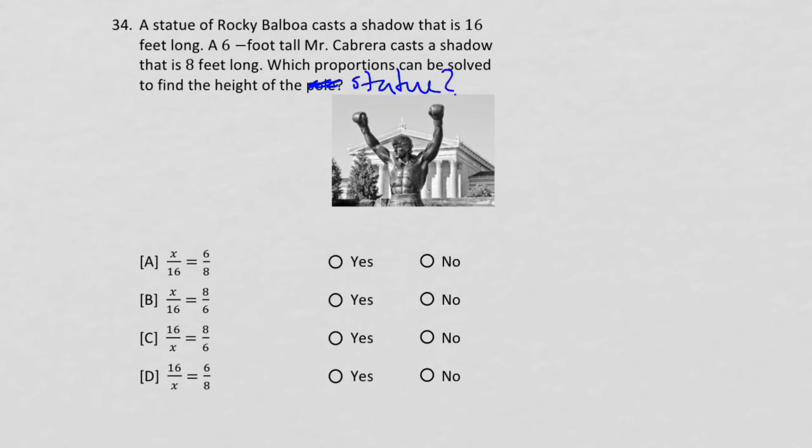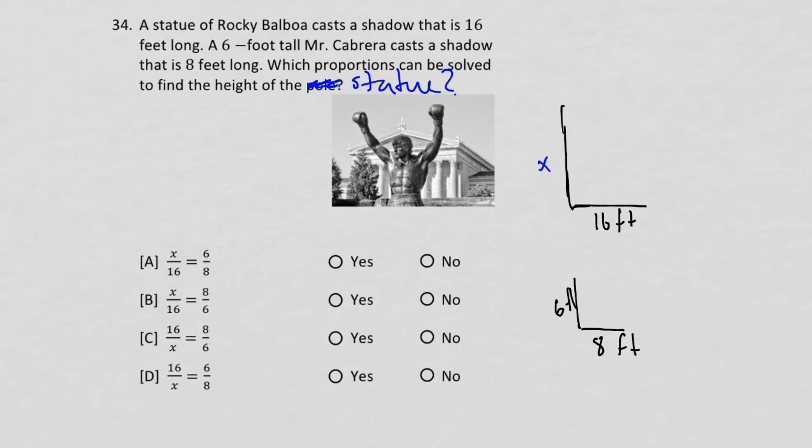Okay, so let me draw a quick diagram here. What we have is a statue, that's a statue, and its shadow, right? The statue, we don't know how tall it is, but its shadow is 16 feet. And then what we have is a person, Mr. Cabrera, and his shadow. Mr. Cabrera is 6 feet tall, but his shadow is 8 feet long. So using that, I can figure out the height of the statue, right? We got to figure out x. That's the goal, to figure out the height of the statue.